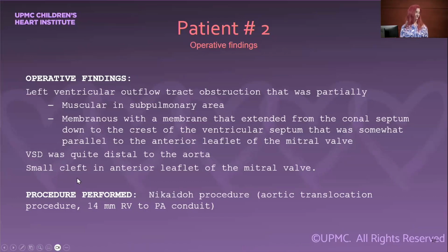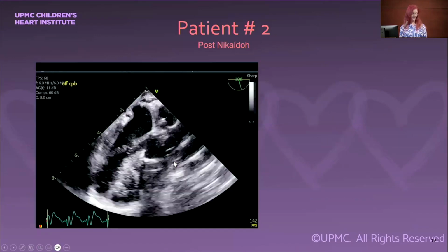The imager in me can't resist telling you, it's not important for the surgical thing, but there was a small cleft in the anterior leaflet of the mitral valve. There were some abnormalities of the mitral valve. So this patient underwent an Aikido procedure, aortic translocation with a 14-millimeter RV to PA conduit.